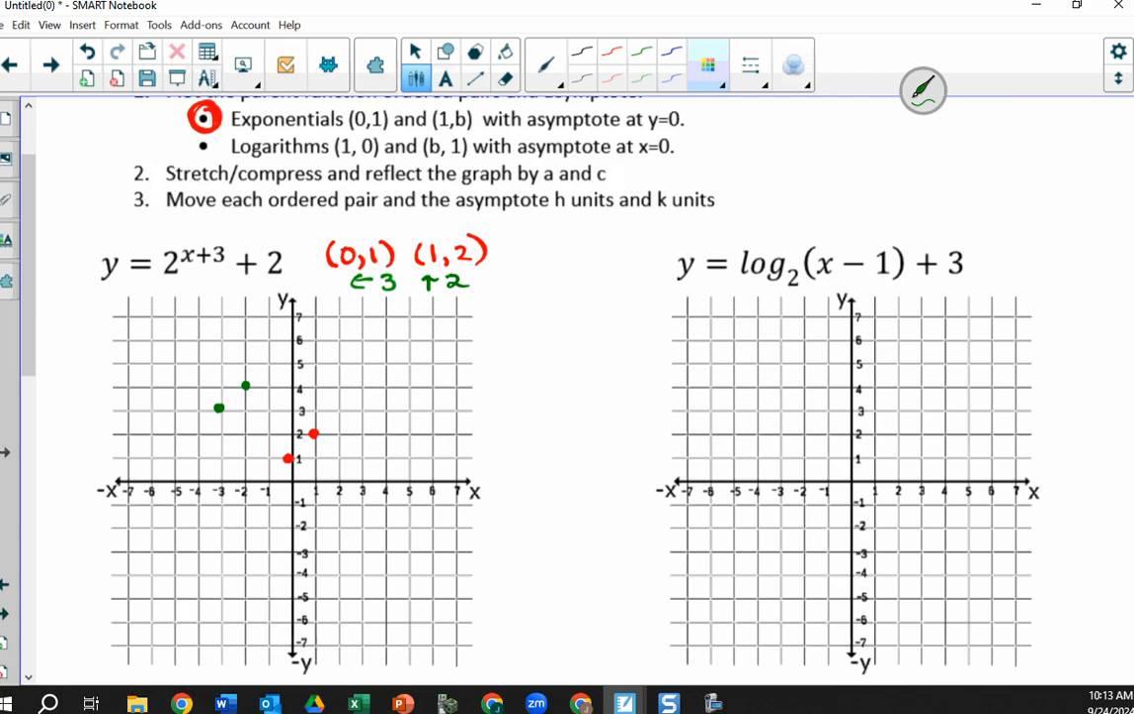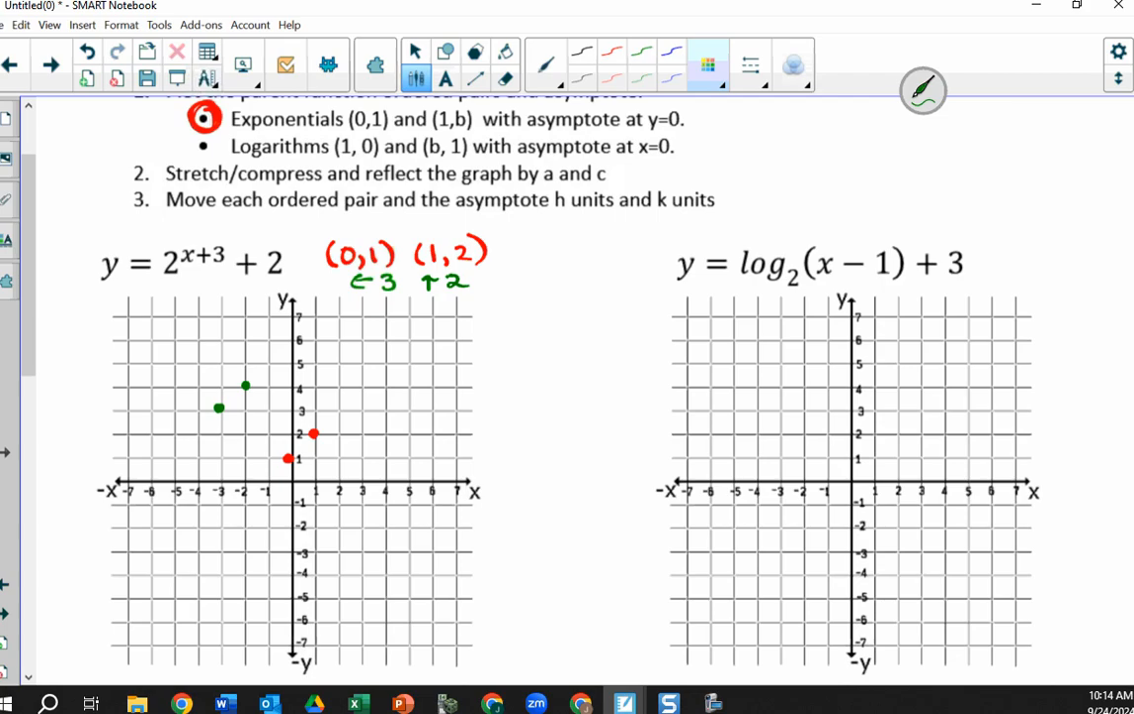Right. Yeah, they're not real. They're just our starting point. Yes. Exponentials don't really have a vertex. They're just this continuous shape. It's not like a parabola.